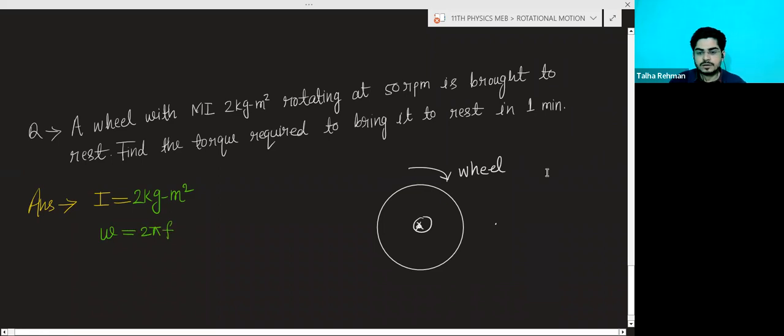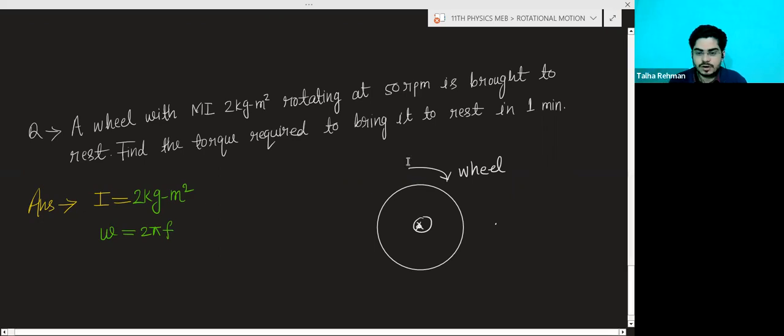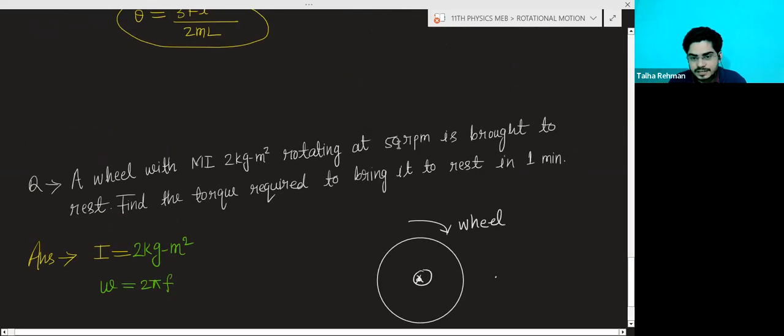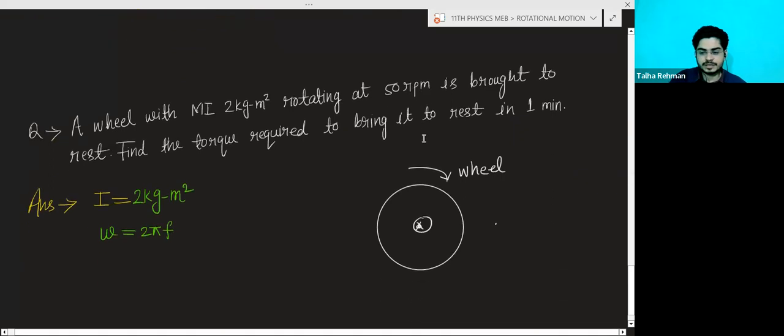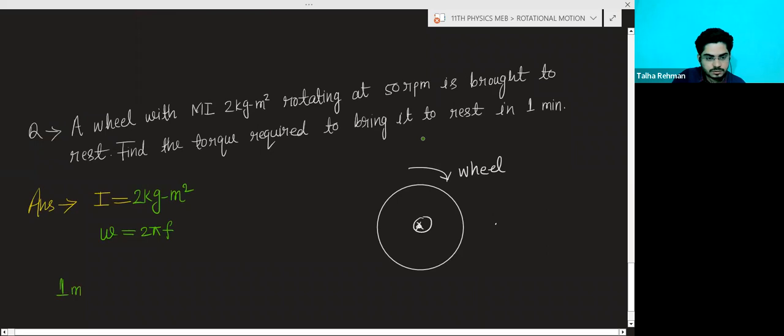Now this value is given as 50 rotations per minute. Frequency is the number of rotations in 1 second. So they are saying 50 rotations in 1 minute. In 1 minute, how many rotations are there? 50 rotations.